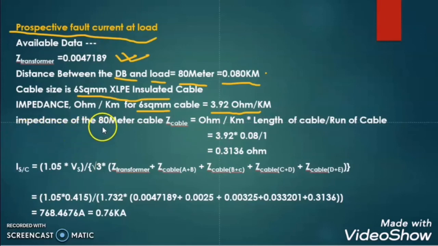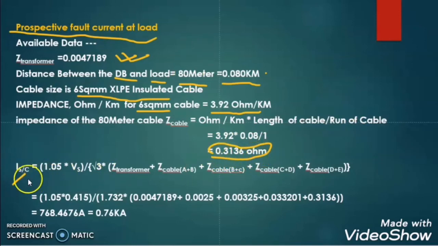Now impedance for an 80 meter 6 square mm cable will be ohm per kilometer into the length of cable divided by run of cable. The ohm per kilometer is 3.92. The length of the cable is 80 meter, that is 0.08, divided by number of run, that is 1. So when we substitute this, we will get the value as 0.3136 ohm.